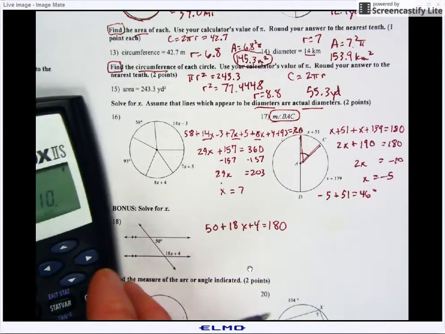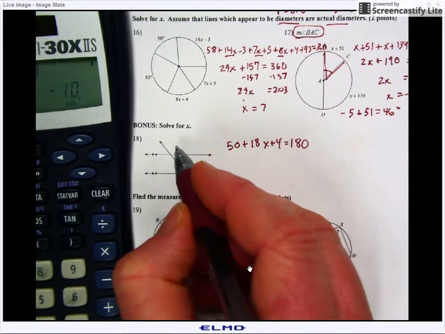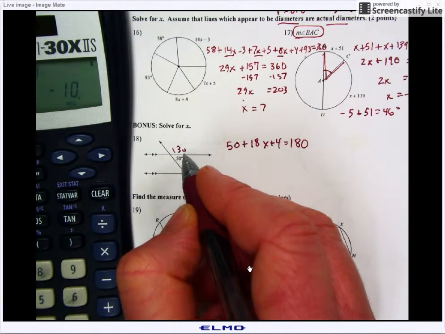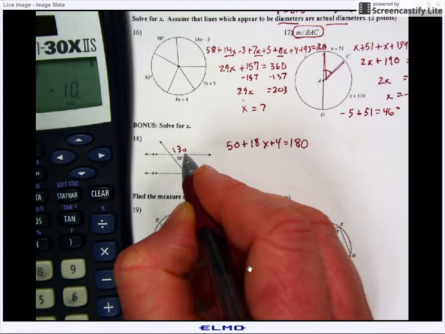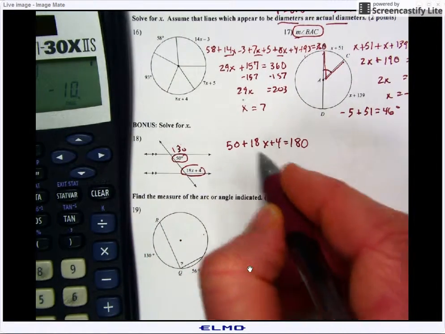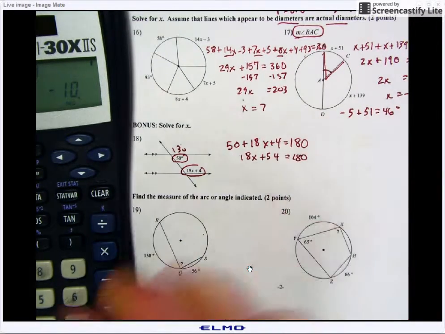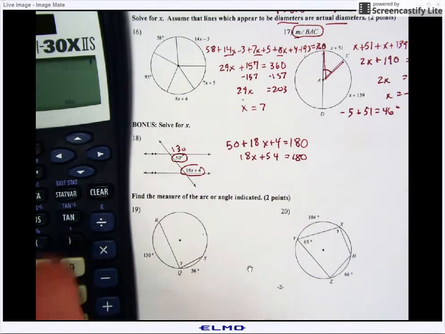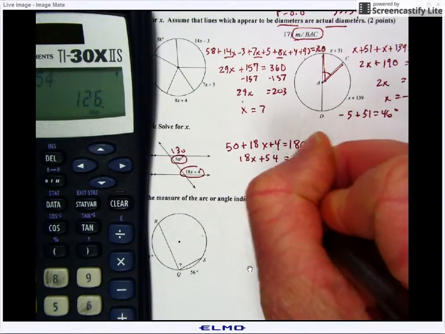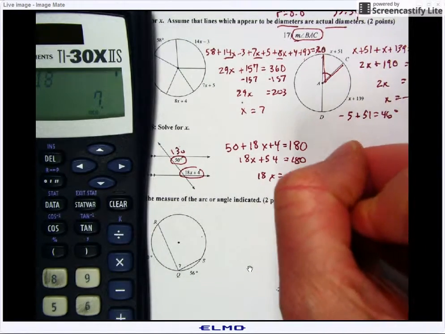There will be a couple bonus questions that are reviewed from what we've done in the past. With parallel lines you have angles that are either supplementary or congruent. The lines are parallel. So these two angles are not congruent, so they're supplementary. So you write an equation. 18x plus 54 equals 180. 180 minus 54 is 126. 18x equals 126, so divide by 18. X equals 7.